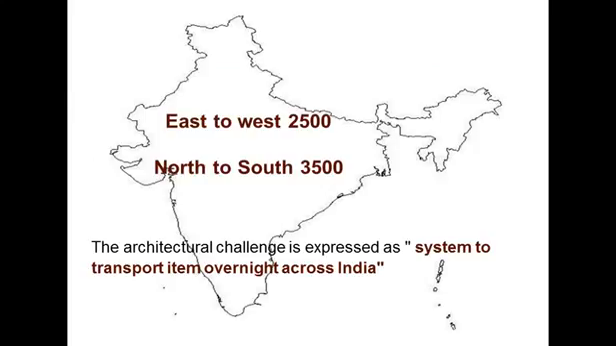For example, this is how India looks. East to west it is 2,500 kilometers, and north to south it is 3,500 kilometers. Suppose I want to book an item in Kashmir and have it delivered next morning in Kanyakumari, or suppose I want to book an item from West Bengal and have it reach Gujarat the following day. It is not possible. Why? We do not have a transportation system like that.